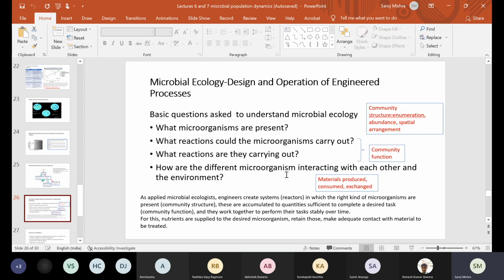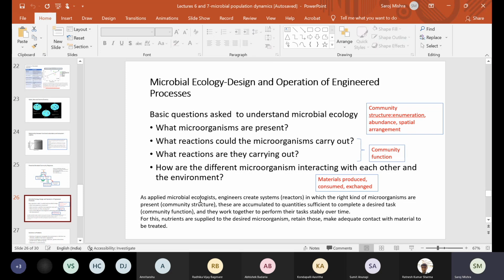So when you talk about interactions between the different microorganisms in the community, you are definitely trying to find out what materials they are really exchanging with respect to each other. And only then are you in a position to operate such a reactor.